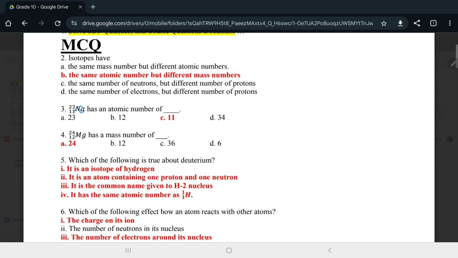Okay. The number on the bottom is the atomic number, and the number at the top is the mass number. So atomic number is the one that's down, mass number, the one that's up. Which of the following is true about deuterium? I don't know how to pronounce it, but okay.